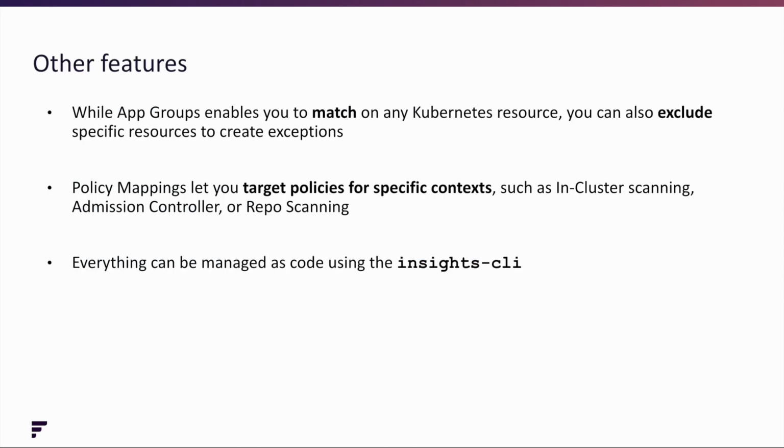Some other features I'd like to share about app groups and policy mappings is that with app groups, you can match on any Kubernetes resource, but you can also exclude specific resources so that you can create those exceptions. Policy mappings also let you target policies for specific contexts. So maybe you want policies to run in cluster, at admission control, or repo scanning, or any combination of those three. You can set specifically where you'd like those policies to run from a context perspective.